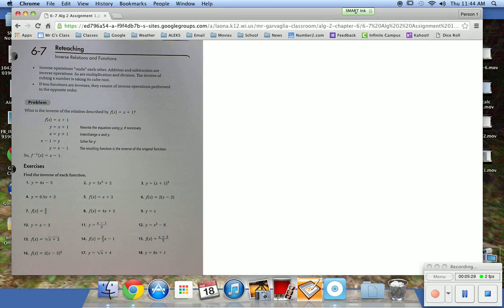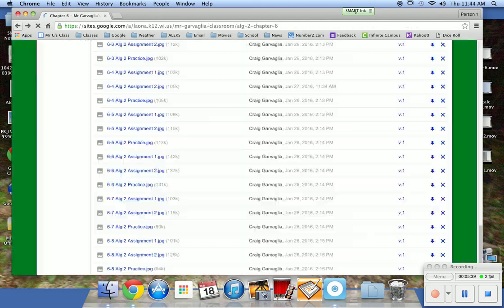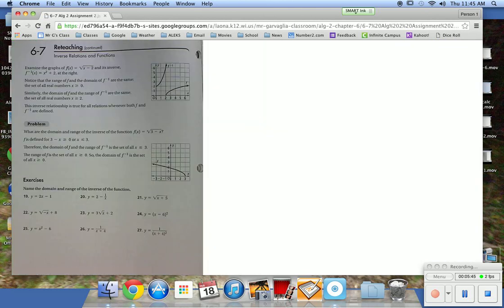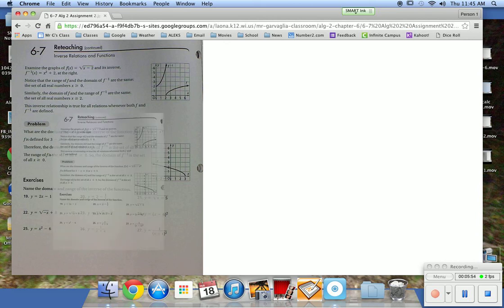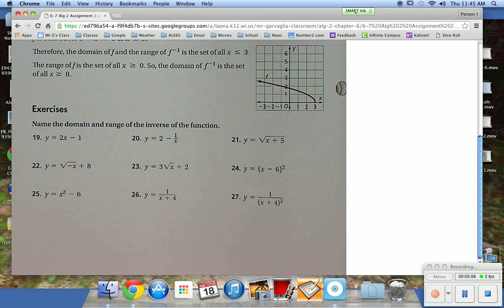Take a look at this. We have 18 problems. We got to take a look at what assignment 2 is. Assignment 2. You are graphing. You're graphing these.